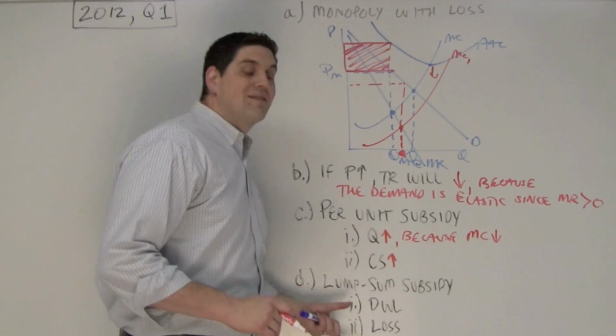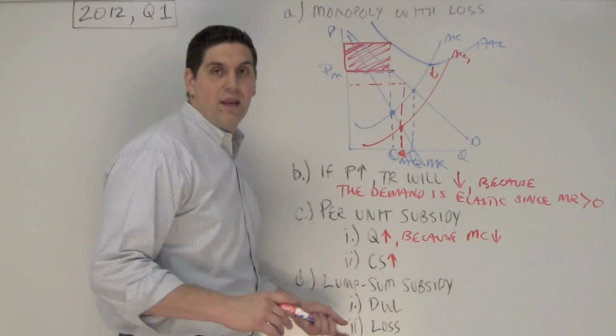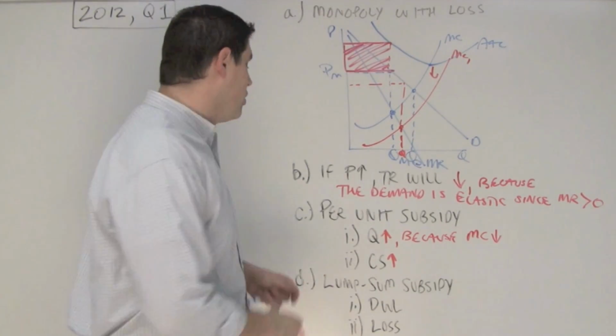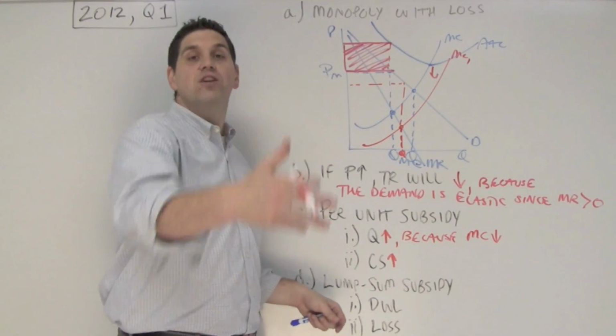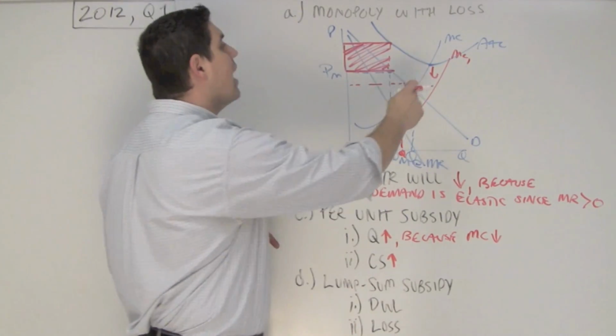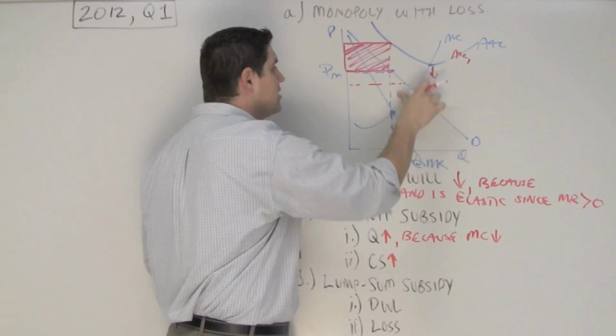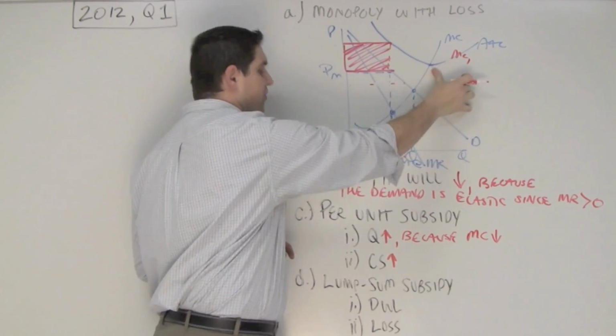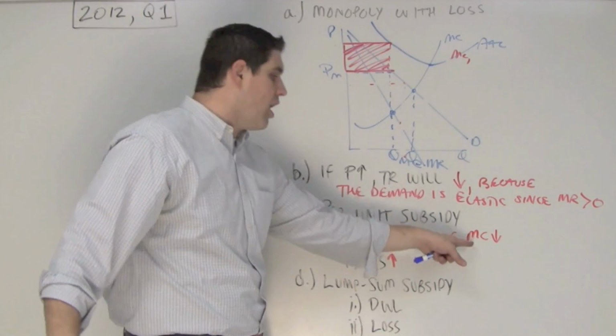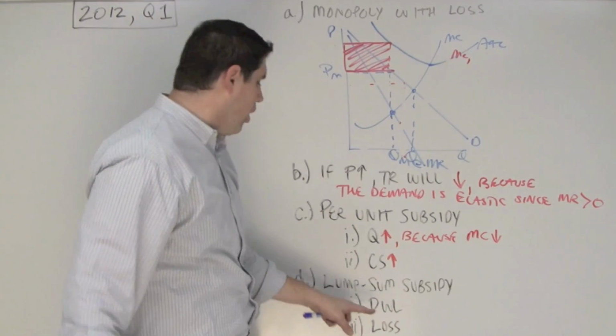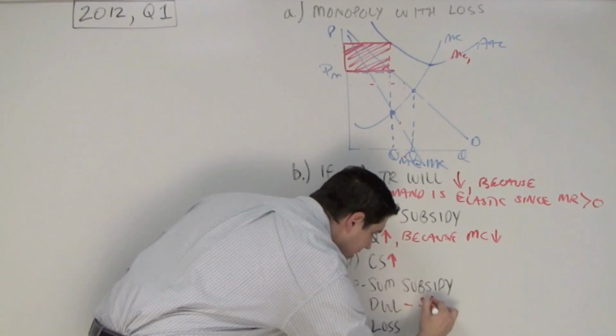Now, what about a lump sum subsidy? A lump sum subsidy is a one-time payment to a company, one time, not for each unit they produce. And so that will not change the marginal cost. Marginal cost wouldn't fall. The quantity and price would stay exactly the same as they were before. So lump sum does not cause marginal cost to fall. So deadweight loss will stay exactly the same.